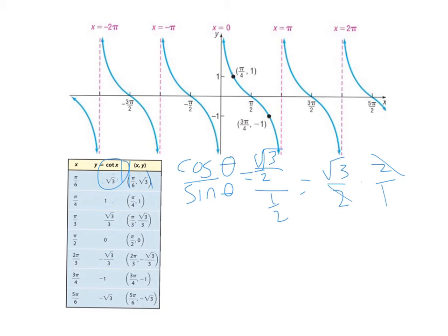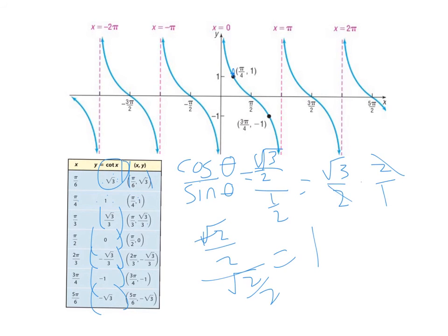At pi over 4, it's equal to 1 because cosine of pi over 4 is square root of 2 over 2. Likewise, the sine of pi over 4 is square root of 2 over 2. So that's how you get 1 for the cotangent of pi over 4. And that's the idea behind each of these y values. You divide the cosine value on the unit circle by the sine value. And that's how you get the corresponding y value.